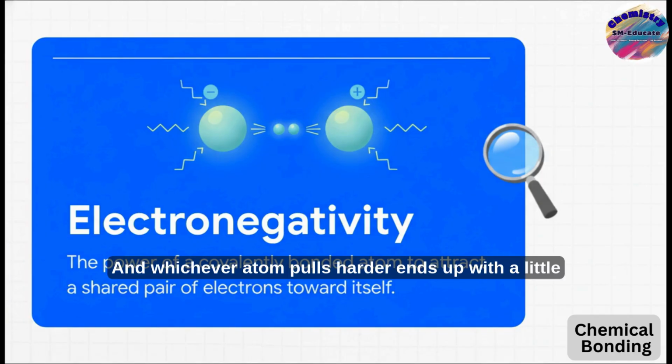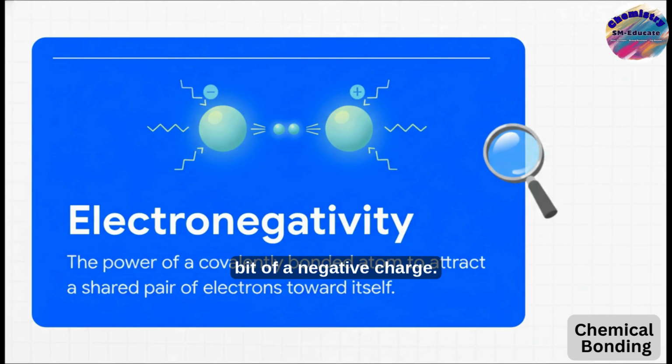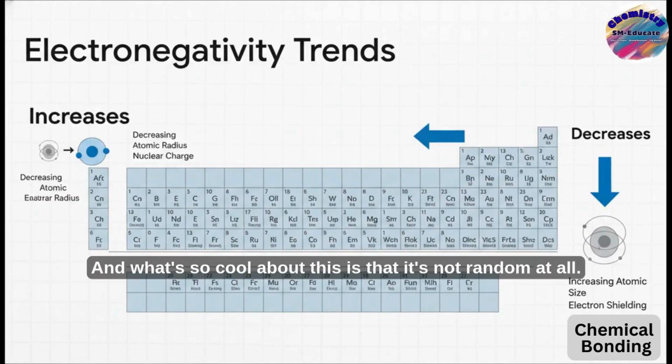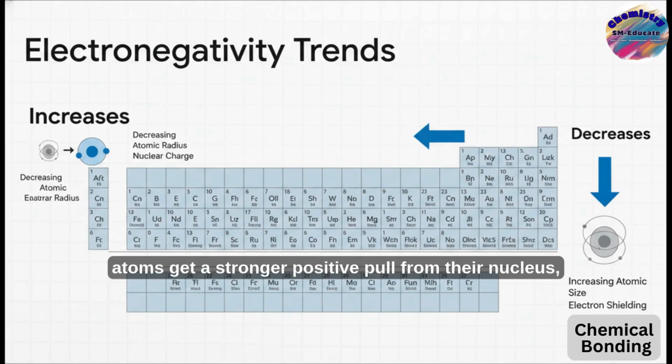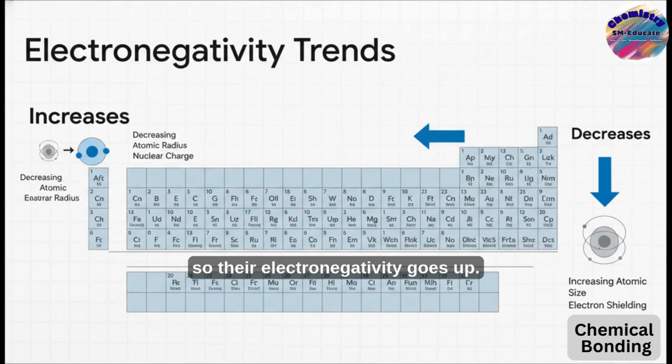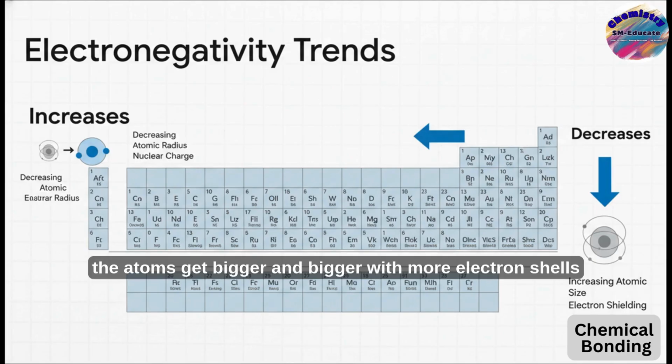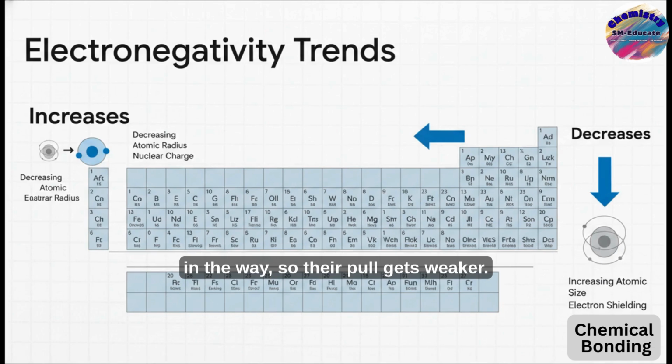And whichever atom pulls harder ends up with a little bit of a negative charge. And what's so cool about this is that it's not random at all. It follows these beautiful, clear patterns on the periodic table. As you go from left to right, atoms get a stronger positive pull from their nucleus, so their electronegativity goes up. But as you go down the table, the atoms get bigger and bigger with more electron shells in the way, so their pull gets weaker. It's this really elegant, predictable system.